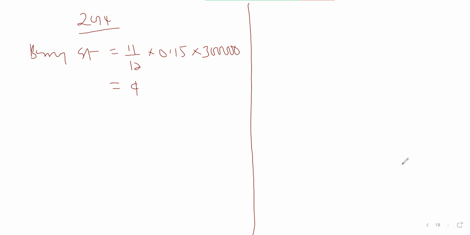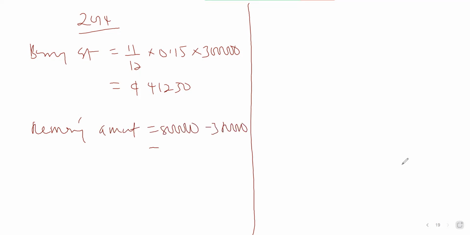41,250. Okay, that is nice. So they are saying that the remaining loan was financed through the general borrowing, isn't it? So what will be the remaining amount that will be financed through the general borrowing? The 800,000 minus 300,000. Is that correct? Yes. And that will give us 500,000.